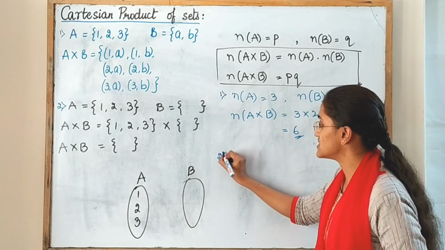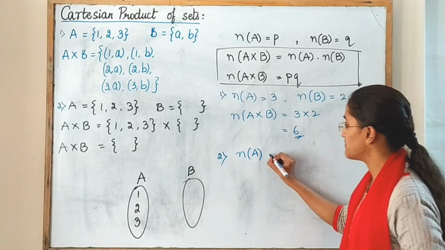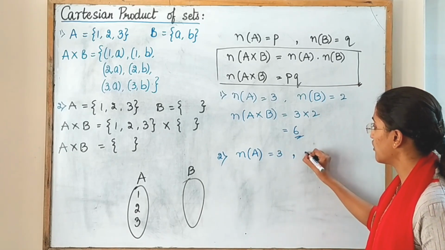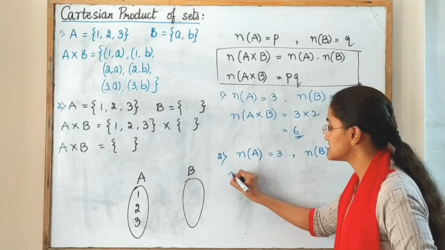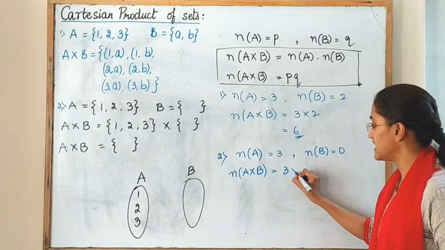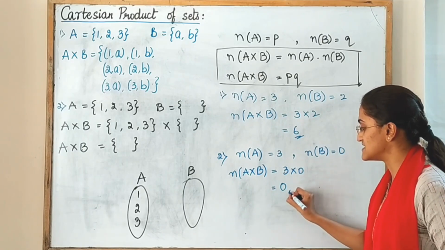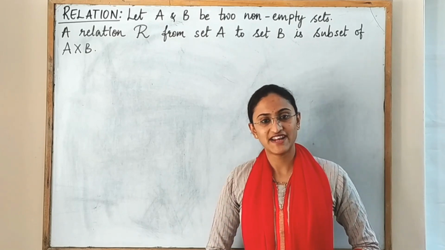Now in a similar fashion, check for the second example also. n(A) in this example is again 3 and n(B) is equal to 0, no elements, and hence the number of elements in the Cartesian product is equal to 3 into 0, which gives us 0 itself. Coming to the main topic of the module, relation.